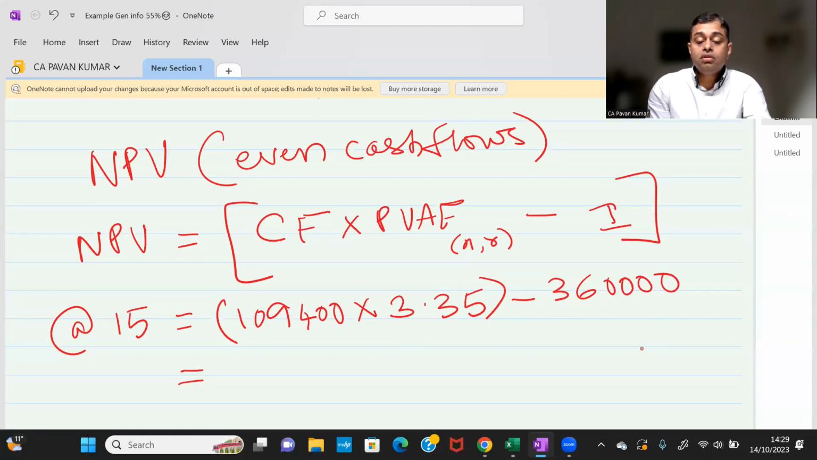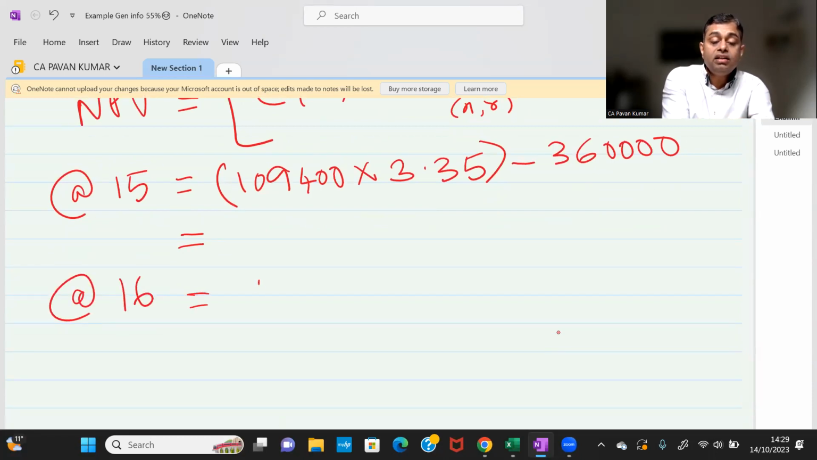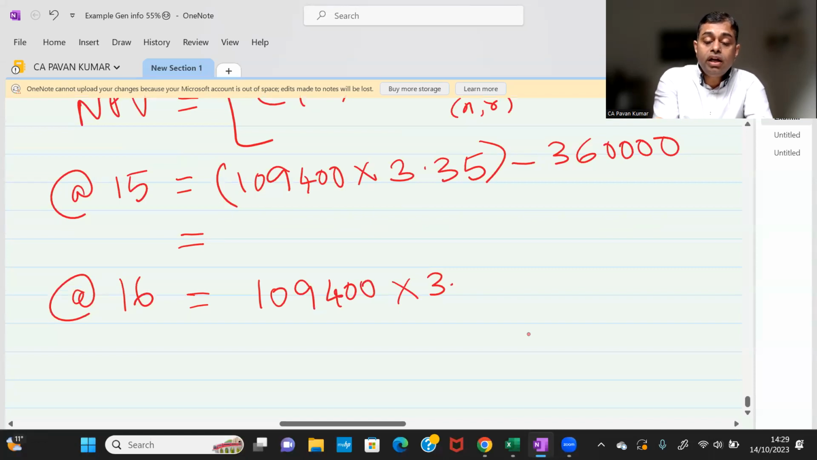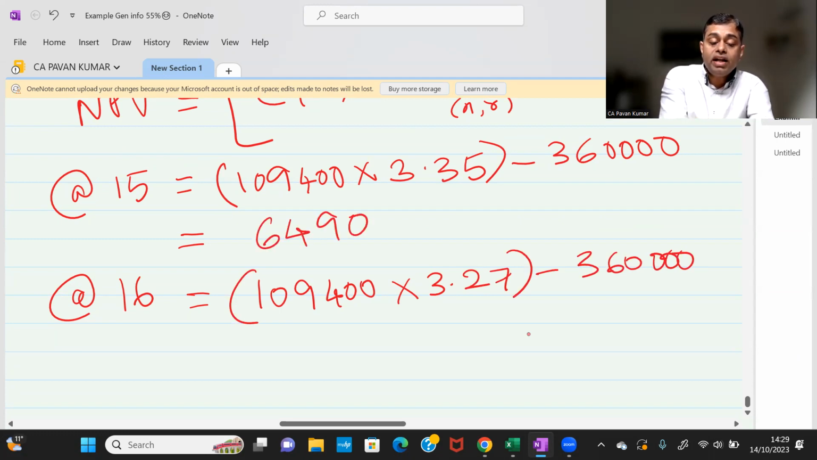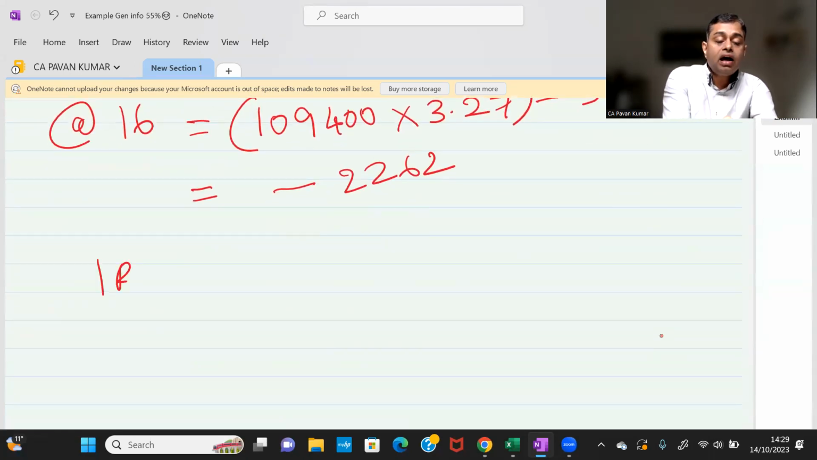Can someone tell me how much it is? This is at 15%. Similarly, at 16%, this is 1,09,400 into 3.27 minus 3,60,000. Can someone tell me what is NPV here and what is NPV here? It is 6,490. Excellent. The second one is minus 2,262.